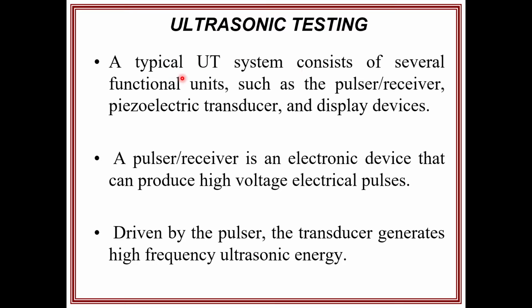A typical ultrasonic system consists of several functional units. To apply this testing method, we have some parts and devices. Those are the pulser or receiver, and the generator or piezoelectric transducer, which can produce the ultrasonic waves. The piezoelectric transducer produces the ultrasonic waves, and the receiver receives the ultrasonic waves after they reflect while traveling inside the material.